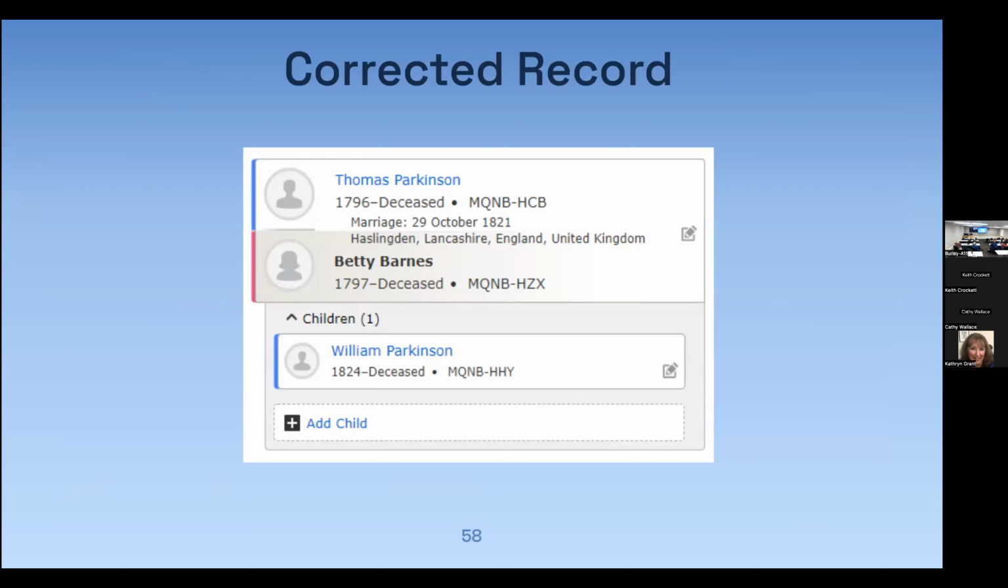So we come back here and we correct her maiden surname to be Barnes, and this is how the corrected record looks. Oh, and we add the marriage information, because now I can go back to that first marriage and enter the date of the Thomas Parkinson who married Betty Barnes.